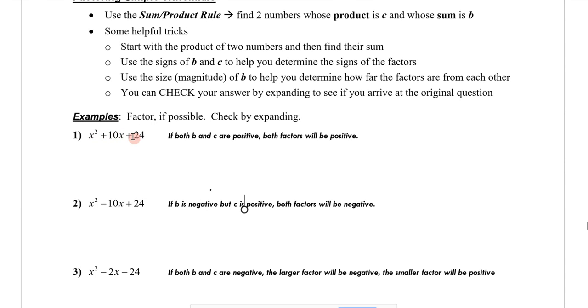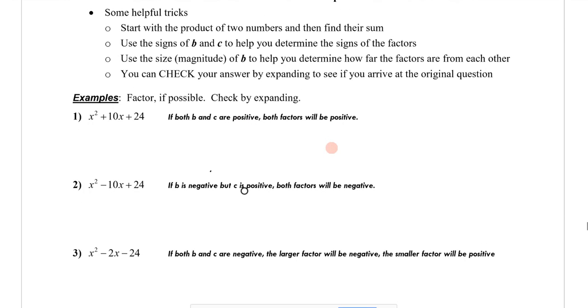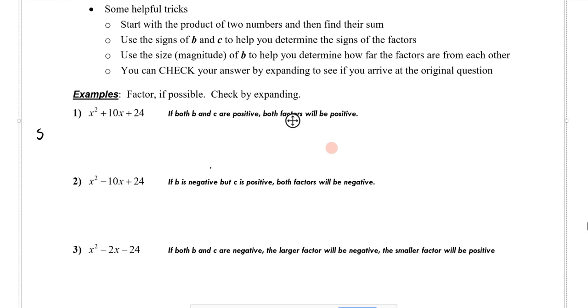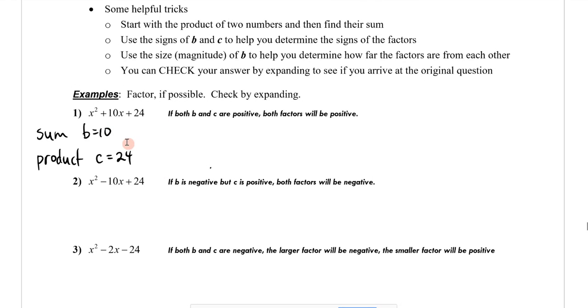x squared plus 10x plus 24. Now, when b and c are both positive numbers, the two factors we're going to find are both going to be positive as well. Okay, so here the sum is going to be the middle term, b, so b is equal to 10. And the product of those two numbers we're going to look for is going to be the c value, which is 24. So the question you ask yourself is, what two numbers will give me a sum of 10, and those same two numbers are going to multiply to give me 24.